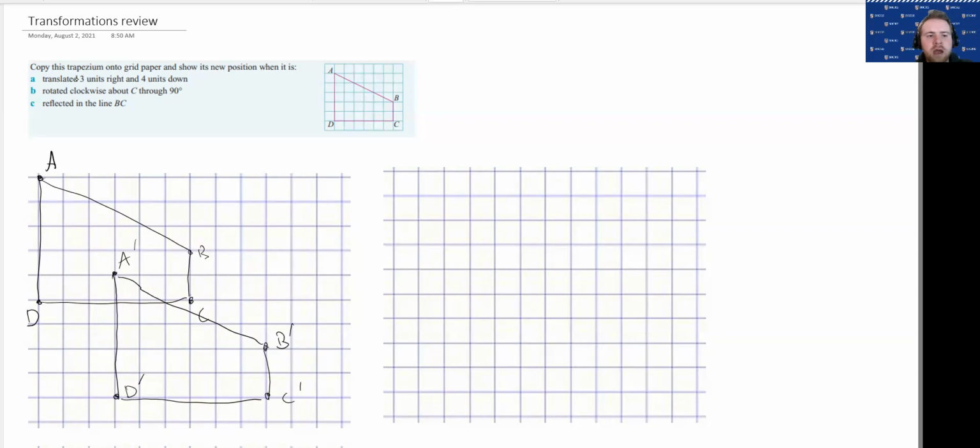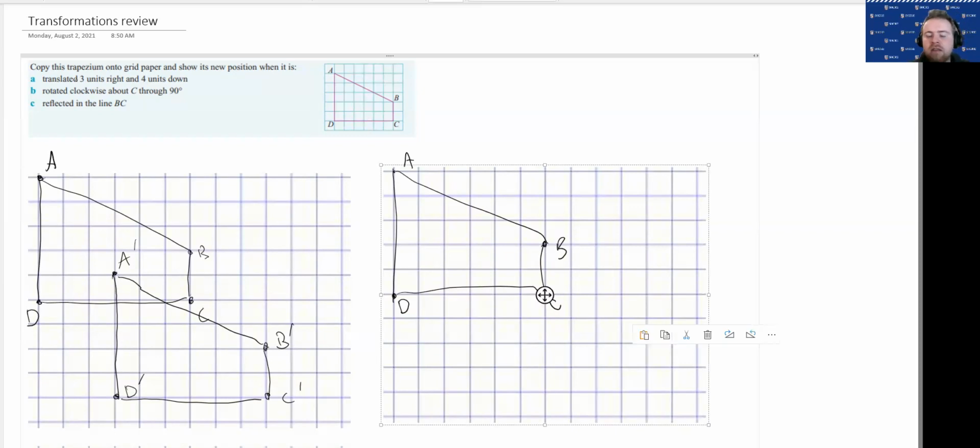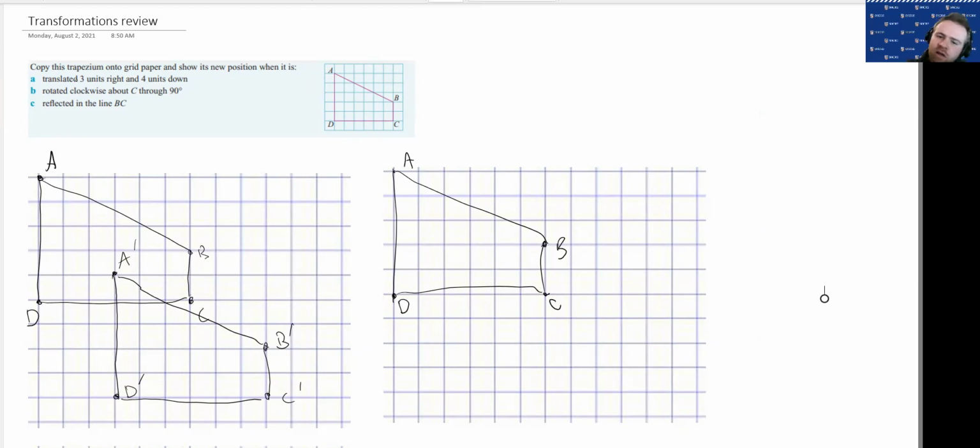For B, we want to rotate the shape clockwise, so I'm just going to copy that shape quickly. So D, 1, 2, 3, 4, 5, 6, C, B. Okay, now if we're rotating around C 90 degrees, C is staying still. And then we basically want to form a right angle with one point. Now, the easiest point for me to move would be to move this B point down here to get B dash.